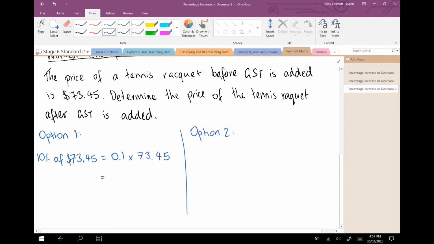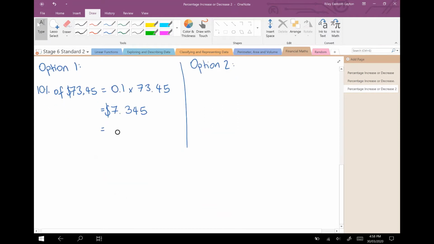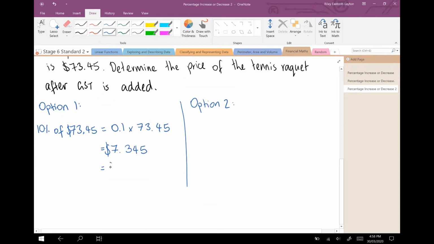Now 0.1 is a nice number. All we do is we just slide the decimal point across. So it's going to be 7.345, but we can't have a thousandth of a cent. Oh sorry, it'd be a tenth of a cent because this is dollars. So we can't have three numbers after the decimal point. So this is going to be approximately equal to $7.35 when we round it.